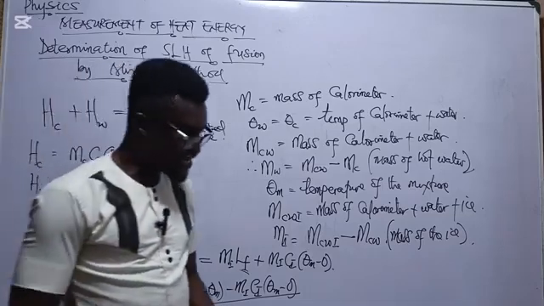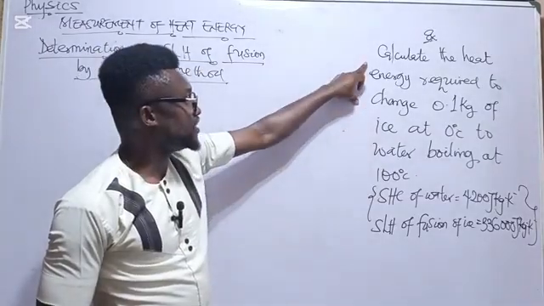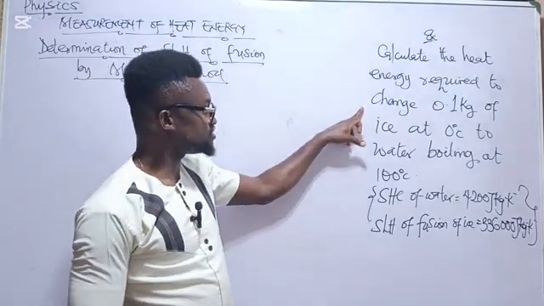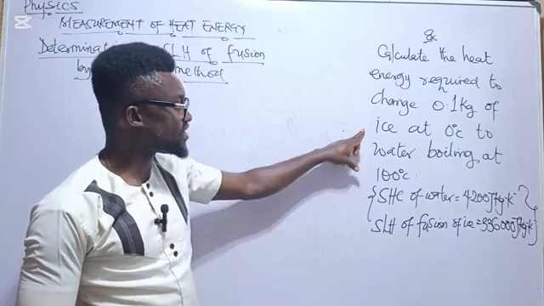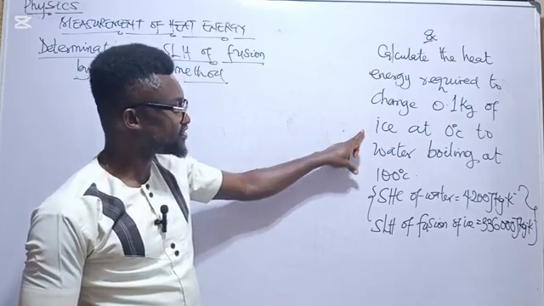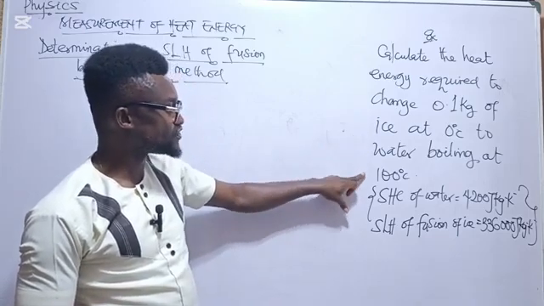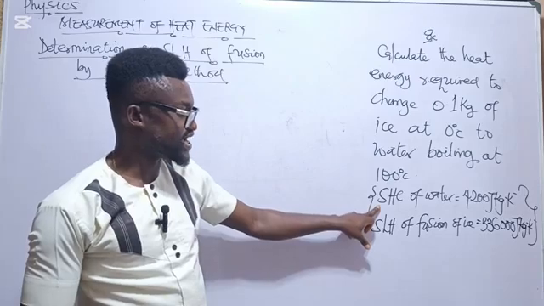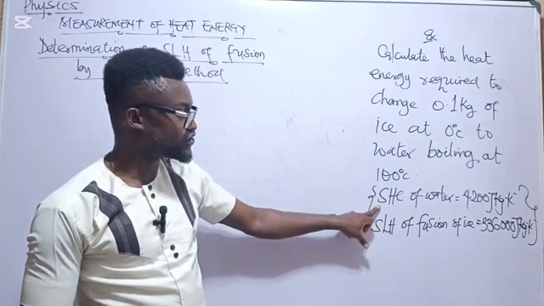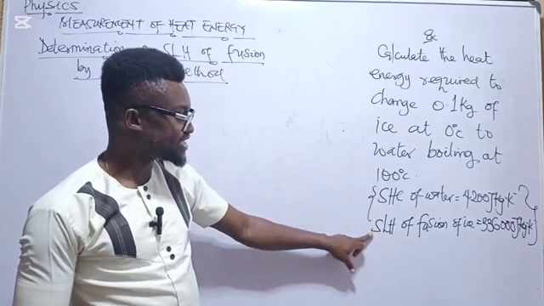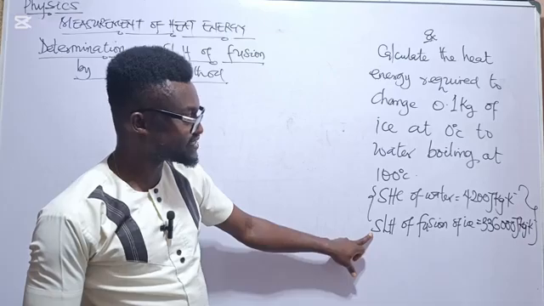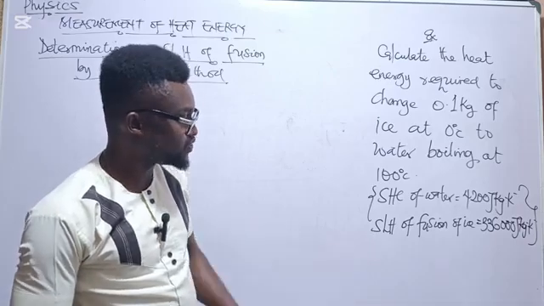Now let's get into calculation. So the question on the board reads, calculate the heat energy required to change 0.1 kilogram of ice at 0 degrees Celsius to water boiling at 100 degrees Celsius. The specific heat capacity of water is given as 4,200 joule per kilogram per Kelvin. Specific latent heat of fusion of ice is given as 336,000 joule per kilogram.